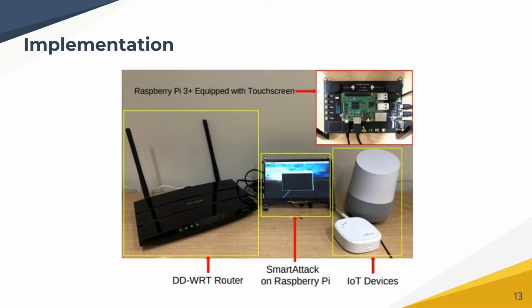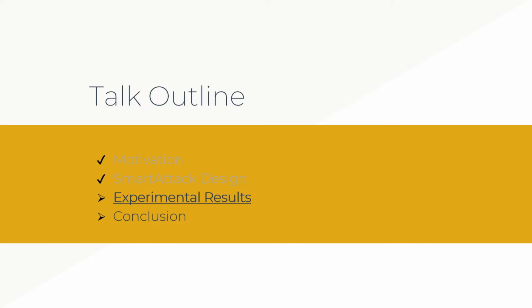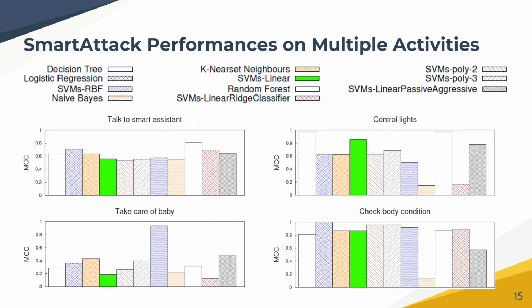Our implementation is here. Basically, we have a DD-WRT router to capture the network traffic data from the IoT devices, and our system can be run on a Raspberry Pi and equipped with a touch screen. And we have different kinds of IoT devices like smart voice assistants, smart hubs, and also plugs and controllers. And our experiment result is showing here.